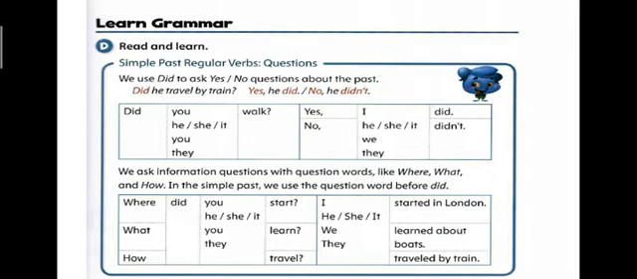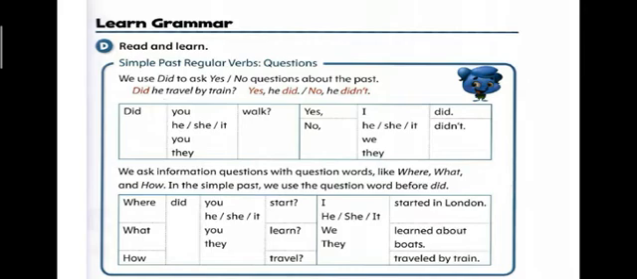We use did to ask yes or no questions about the past. What is the meaning of yes or no questions? The questions that I answer by yes or no only. Like, did he travel by train? Yes, he did. Or no, he didn't travel by train. He traveled by bus. You got it?